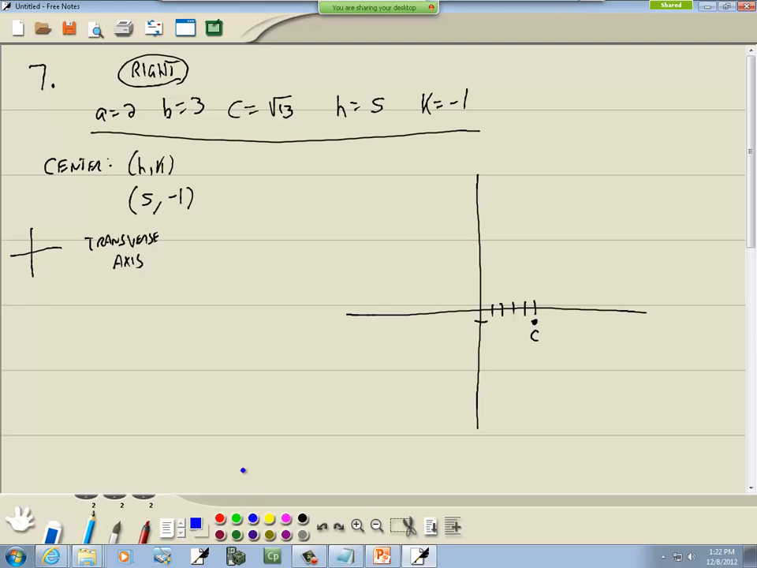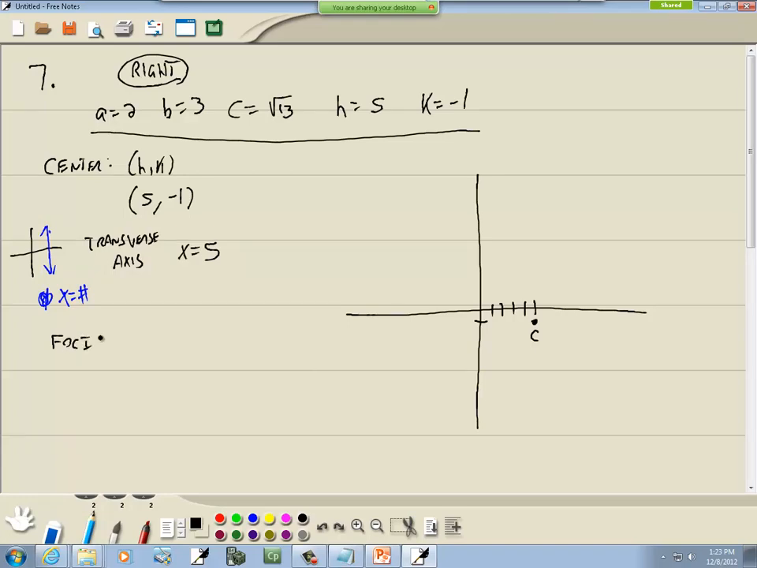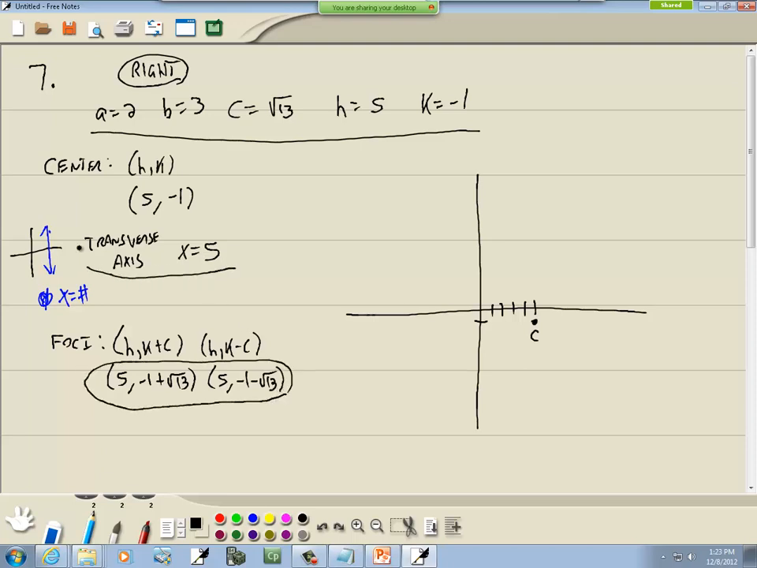Parallel to the y-axis means, see if I can get it right this time. Look like that, and that means it'd be X equals a number. And it'll always be the x part of your center. So our transverse axis is x equals 5. And the formula's on the right side, so foci. Our foci is hk plus c and hk minus c. H was 5, comma, k was negative 1, plus square root of 13, and then we'll have 5, negative 1 minus square root of 13. We don't use foci anyway. That's more for the definition of what is a hyperbola.